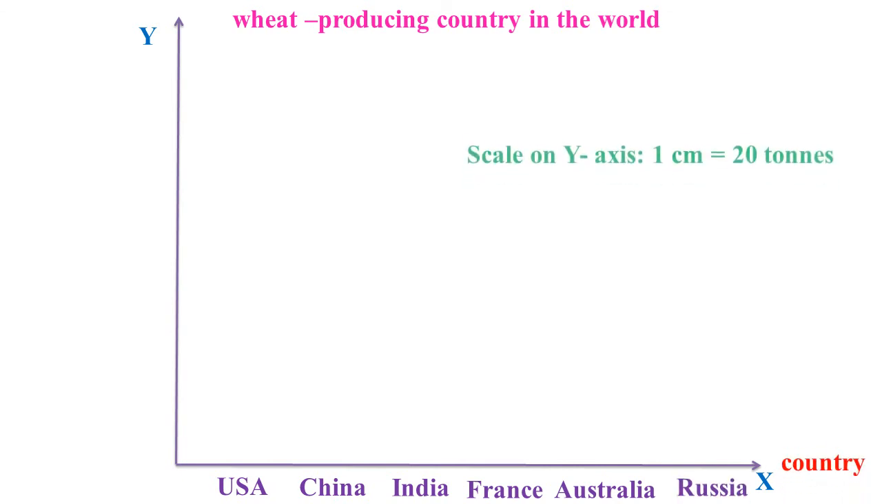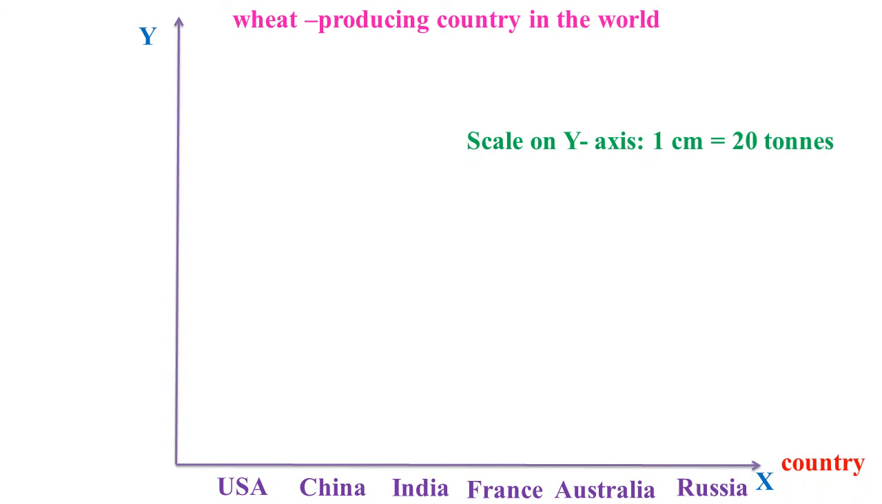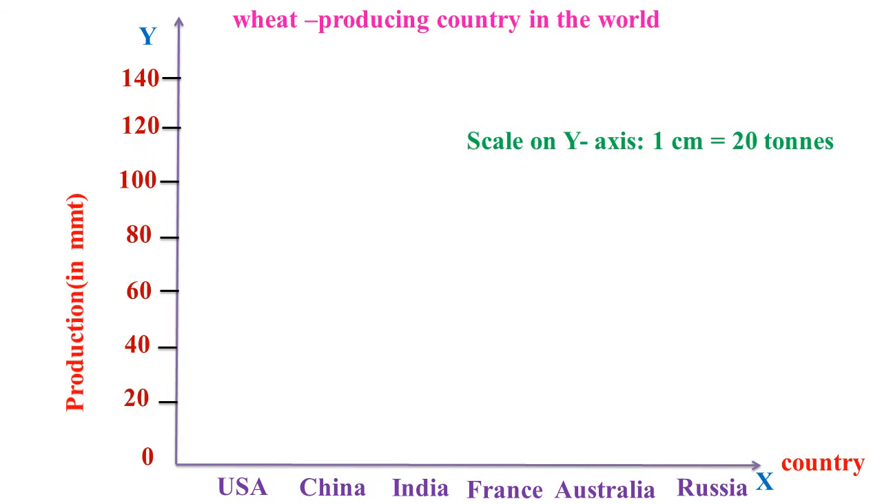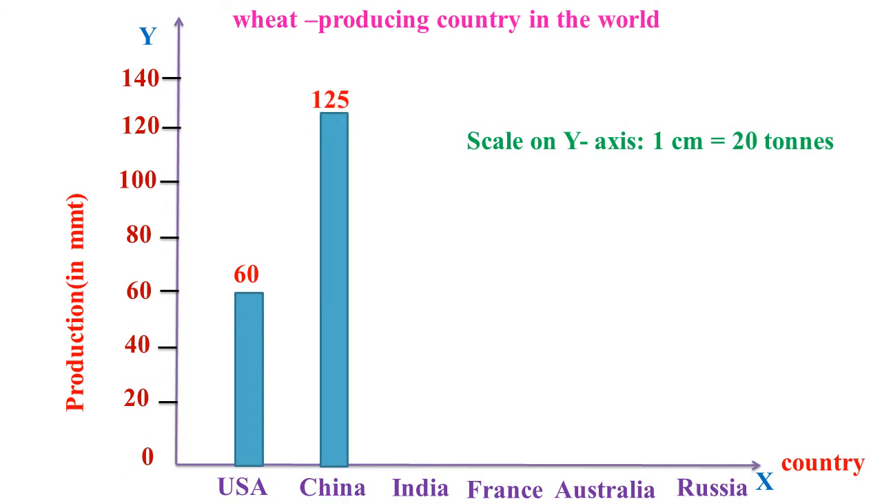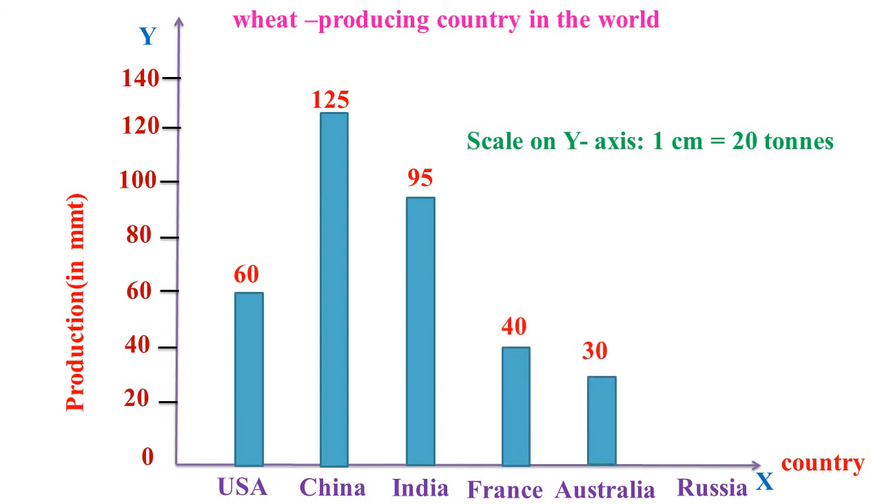These are countries. Now we can choose scale. Scale on y-axis: 1 centimeter equals 20 tons. Mark the scale on the vertical axis: 0, 20, 40, 60, 80, 100, 120, 140. These are production. Now draw a bar graph. Make equal distance. USA 60, China 125, India 95, France 40, Australia 30, Russia 55. Look here, we have drawn the bar graph.